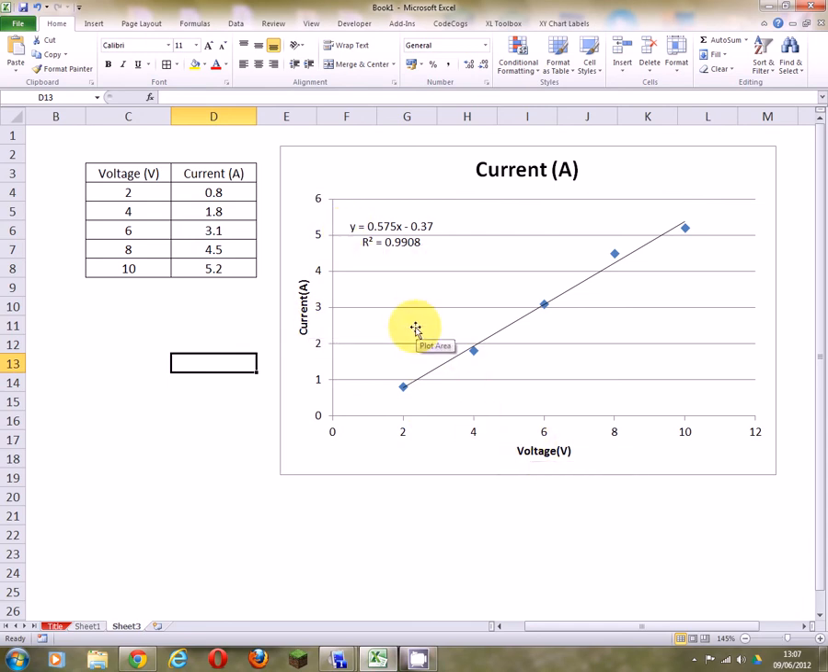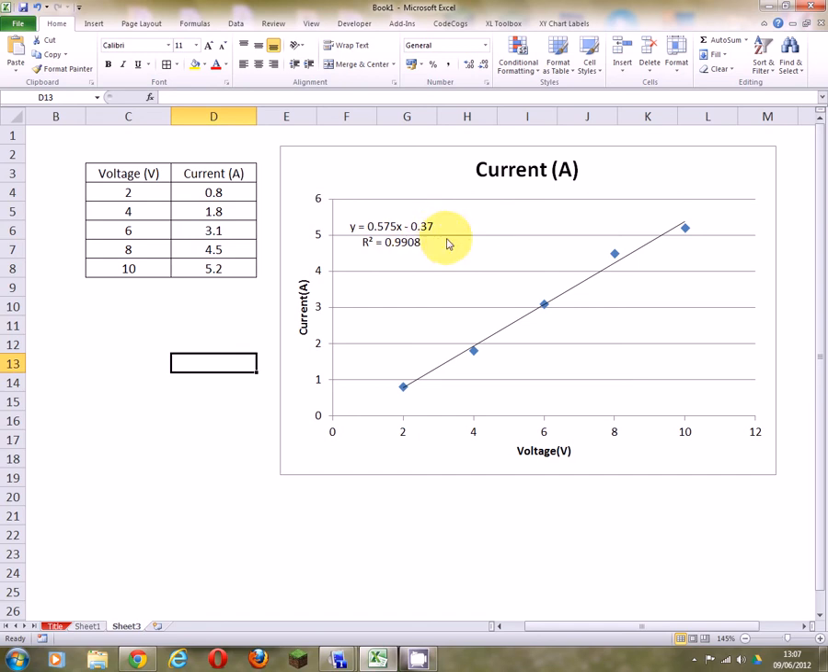We've got this nice straight line relationship. Some things to draw out about this graph: when there's no voltage, we'd expect no current to flow, so we'd expect it to go through naught, naught. But that's not the case, is it? The y equals mx plus c equation shows that when x, voltage, is naught, there is a current of minus 0.37 amps, which doesn't make sense.